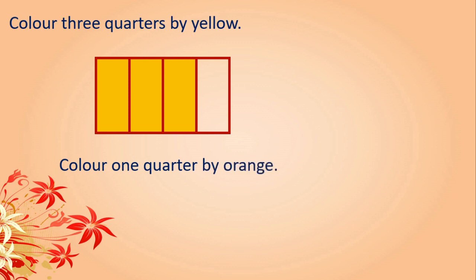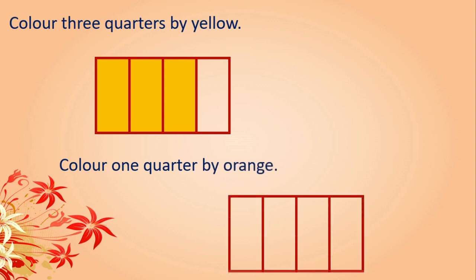Now one more. Color 1/4 by orange. Again the same picture. 4 equal parts you can see here. Only we have to color one part, isn't it? Because that is nothing but 1/4. Which color we have to give? Orange color, isn't it?